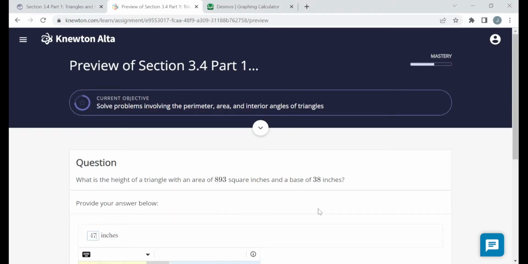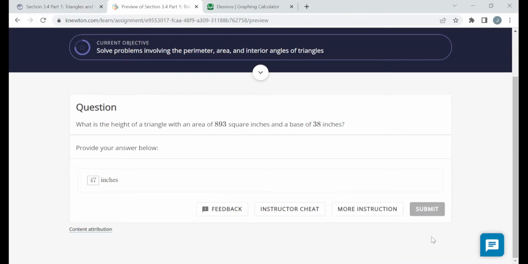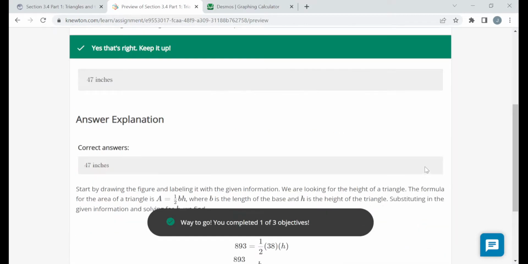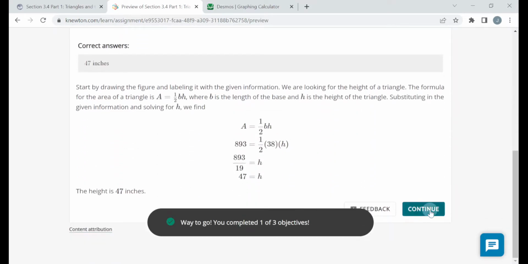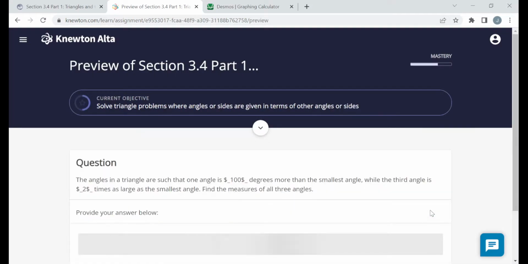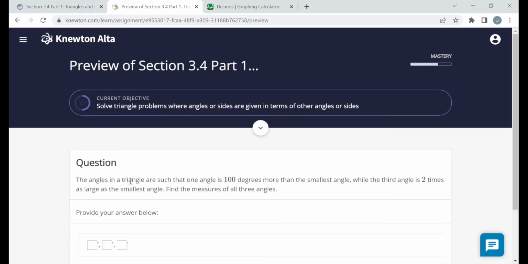So 47. Wonderful. Alright, so that objective's finished. Let's continue on. Alright, so another problem about the angles, right? And just remember that the sum of all three interior angles of a triangle on the plane should be 180 degrees. So the angles in a triangle are such that one angle is 100 degrees more than the smallest angle, while the third angle is 2 times as large as the smallest angle. Find the measures of all three.